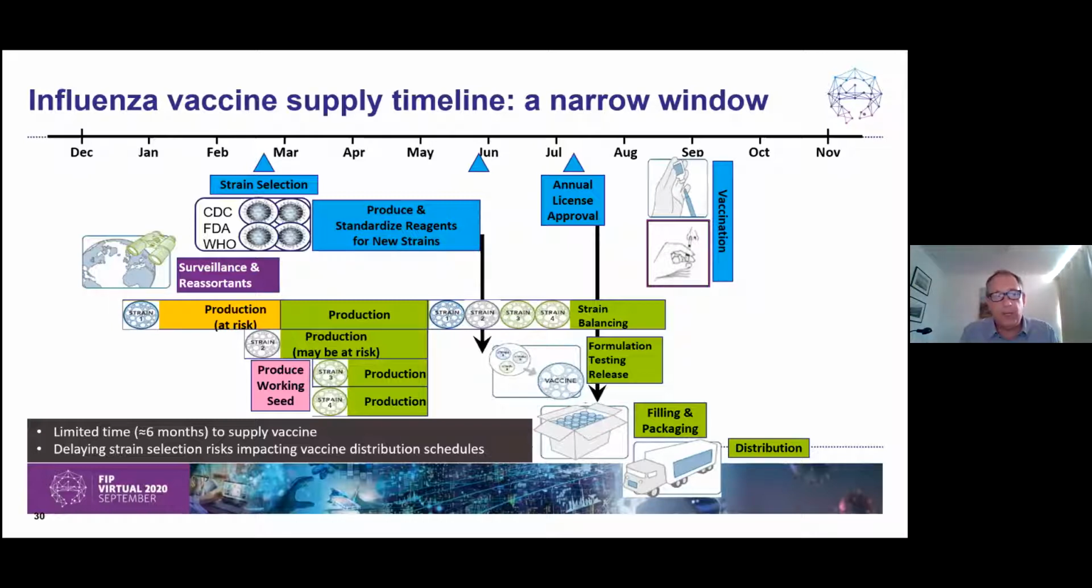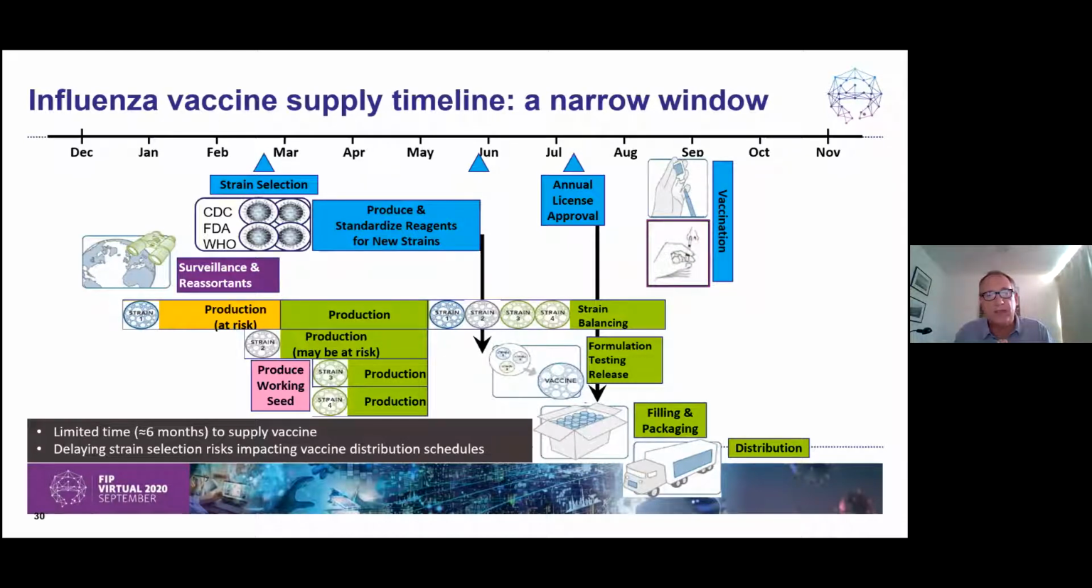And this is where the collaboration and the close interaction with the WHO is so key, so that manufacturers understand what strains are predominating, what strains we are basically putting at risk to manufacture, so that when we have the strain recommendation, we are in as fit a position as possible to continue production of the remaining strains, do the strain balancing, we have to do formulation work and testing, we have to do release, we have to do the license approval to get the vaccine filled, packaged, distributed, and to your door, pharmacists or healthcare professionals, for vaccination end of August, early September, to achieve the herd immunity that Bram has already clarified and talked about in his presentation. This is a limited time, it's 6 months basically from supply. Any delay in strain selection, any delay in manufacture, production at risk, impacts vaccine distribution.